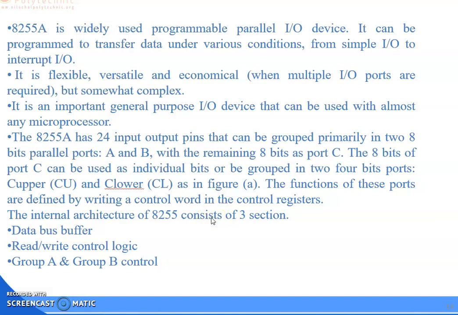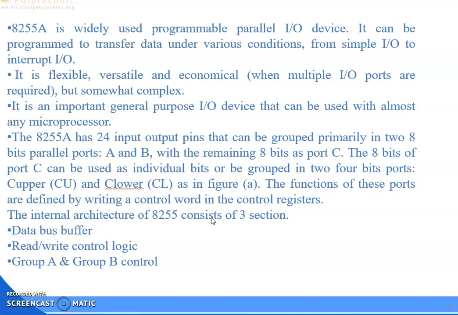First, 8255 is a widely used programmable parallel input-output device. It can be programmed to transfer data under various conditions, from simple input output to interrupt input output. So it is flexible, versatile and economical, especially when multiple IO ports are required, but somewhat complex. It is an important general purpose IO device that can be used with almost any microprocessor.